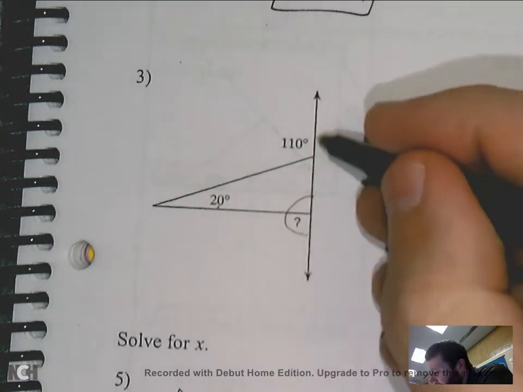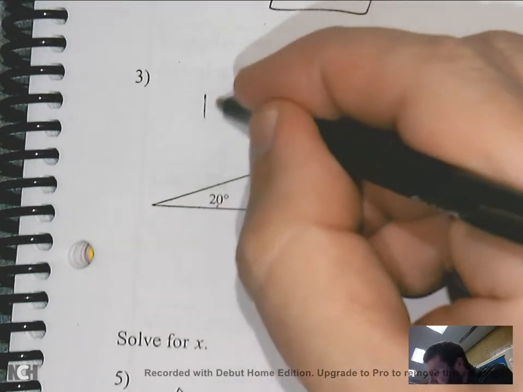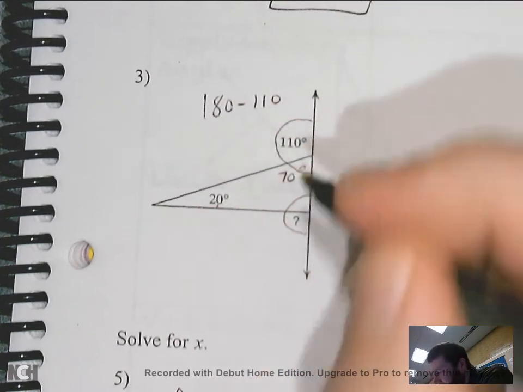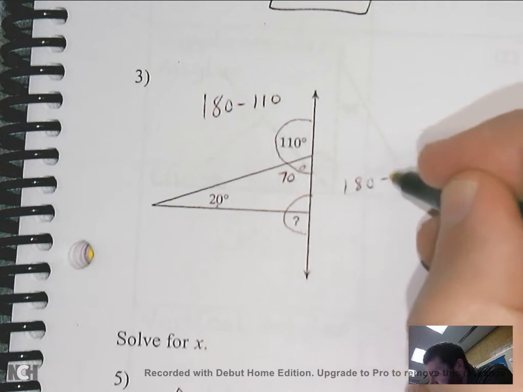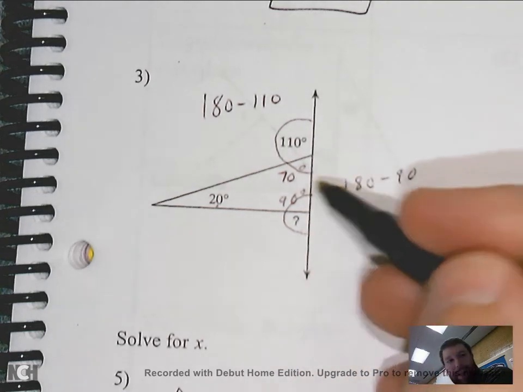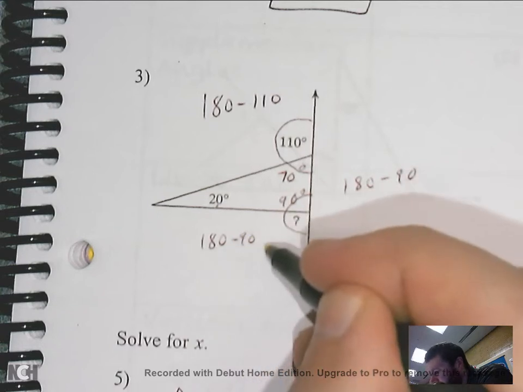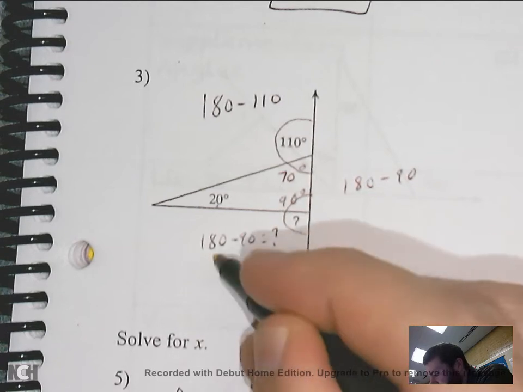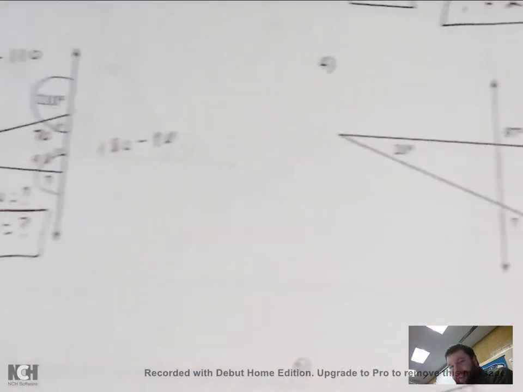So let's do that. So I know these two angles are supplementary, right? So if I do 180 minus 110, that's going to give me 70 degrees. Okay? And then 70 plus 20 is 90. So if I do 180 minus 90, that's going to give me 90 degrees. Okay? And then since I know those are supplementary, if I do 180 minus 90, it should give me my question mark. So that would be 90 is my question mark, and that's my answer. Okay? 90-degree angle.